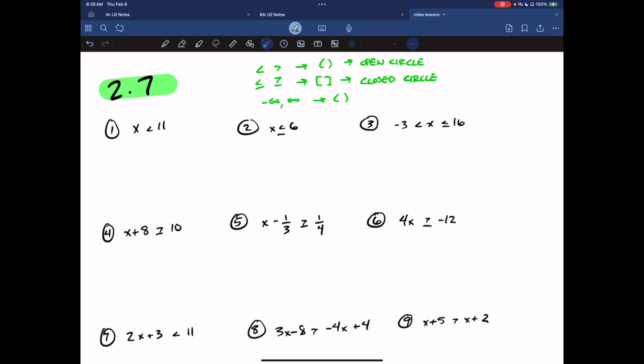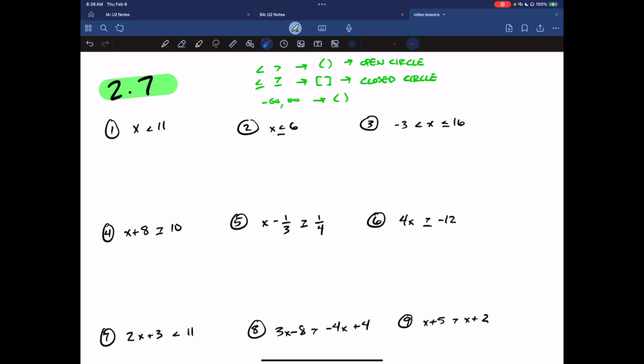If I got a less than or greater than here, that means I'm going to have parentheses. So the parentheses have to deal with the interval. So if they ask for interval notation, I'm going to use parentheses anytime I see a less than or greater than. And if I'm graphing it, that means I'm going to have an open circle. Okay. And then if the inequality says greater than or equal to or less than or equal to, then I'm going to use brackets on my interval and my closed circle on my graph.